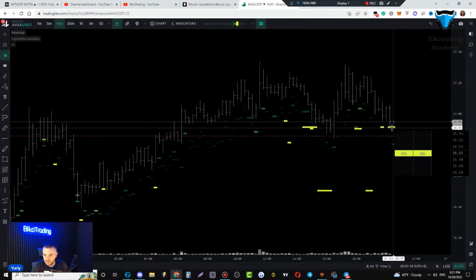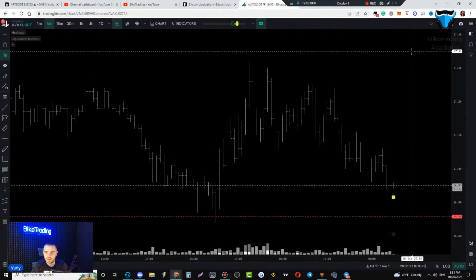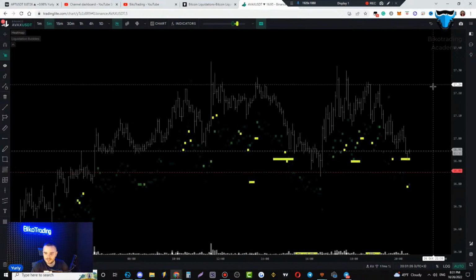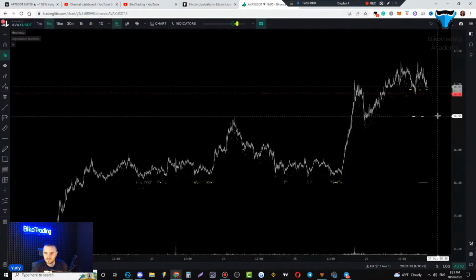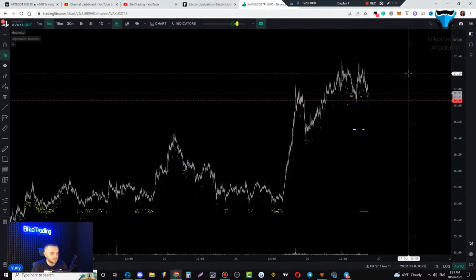AVAX, guys, 30,000, but this size becomes bigger and smaller from time to time. Let's see. If this size will be printed, there could be some local pullback. Let's see. AVAX.